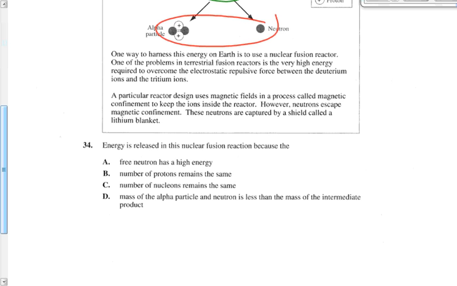Energy is released in this nuclear fusion reaction because why? Energy released in a nuclear reaction, it comes down to a two-word answer. What is it? Mass defect. And the mass defect is the difference in mass between the mass of what we start with and what we finish with. The answer is going to be D for that one, right? The mass of what we finish with is less than the mass of what we start with. Mass defect.